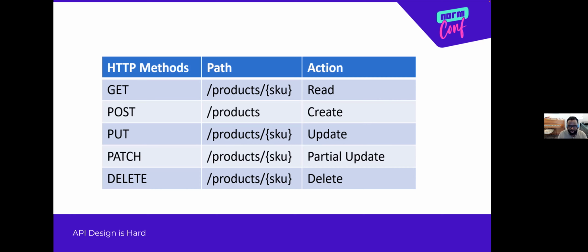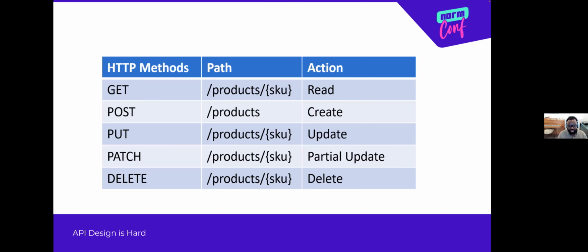Post will allow you to create products. So you should have some body that corresponds to a product, and you'll be able to create that. Put would give you an update, a complete update. So you are replacing that SKU with a new SKU, but keeping the same ID. Patch would allow you to update one field, so a mutation of that data. And then delete would allow you to delete that data. So this is kind of the philosophical idea behind the HTTP and the REST APIs.